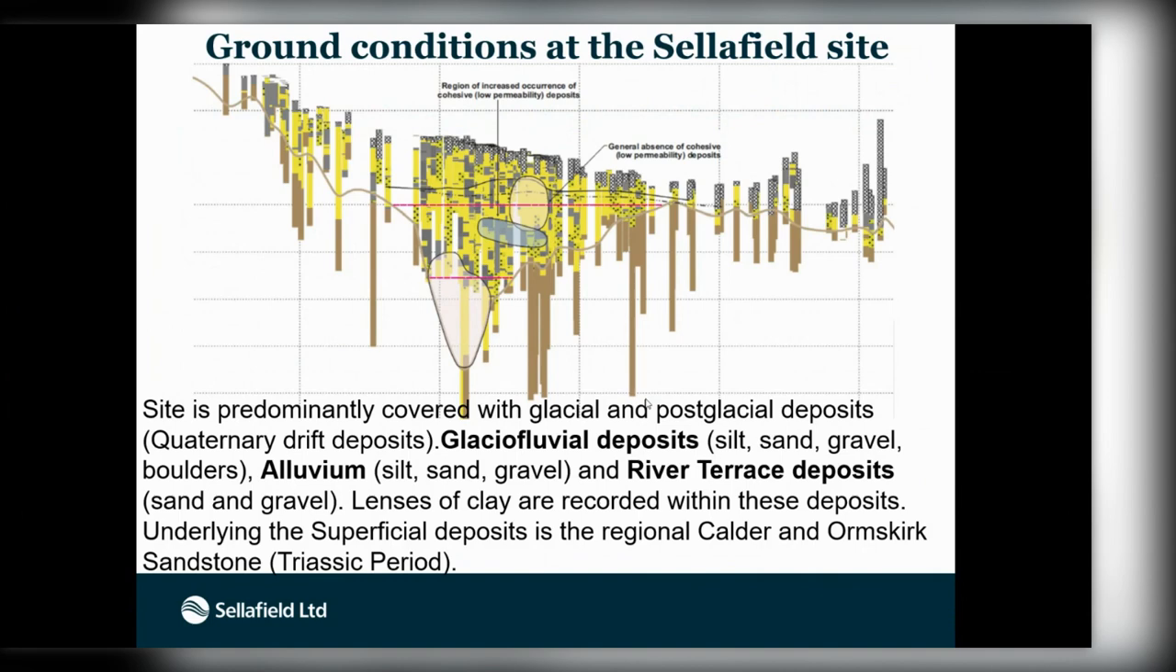The site is mainly covered by glacial and post-glacial deposits, and these deposits mainly comprise granular material, which is silt and sand. As you can see from this section, which was drawn as a generic section across the site, all those yellow hatches are basically granular material, mainly sand. There are also layers of clay, but the superficial deposits mainly comprise granular material, and this superficial deposit overlies the Calder sandstone.